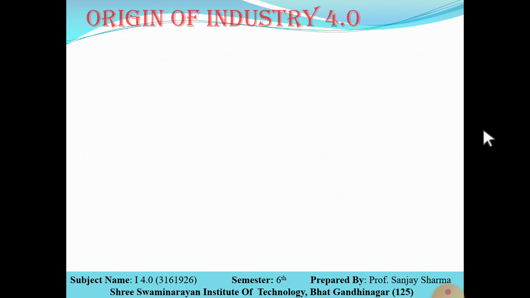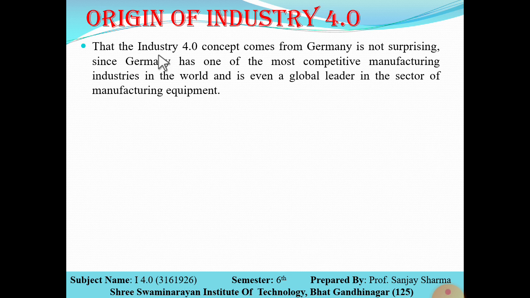Now, what is the origin of Industry 4.0? It is said that the Industry 4.0 concept comes from Germany. Germans were the first to adopt the fourth revolution of the industry, and it is not surprising since Germany has one of the most competitive manufacturing industries in the world and is even a global leader in the sector of manufacturing equipment. This is a very true fact, that from the manufacturing point of view, Germany is at the topmost sector. It's a global leader, we can say, in the manufacturing sector.